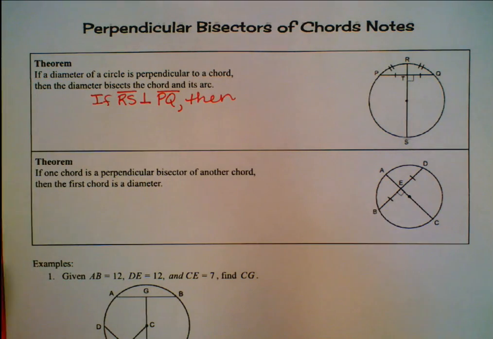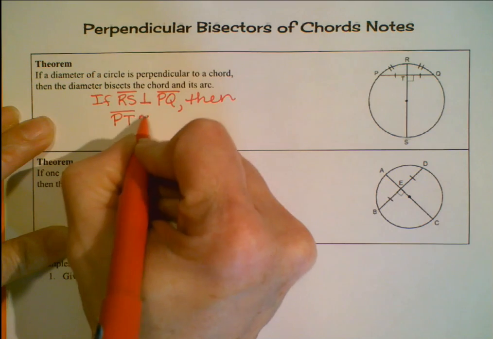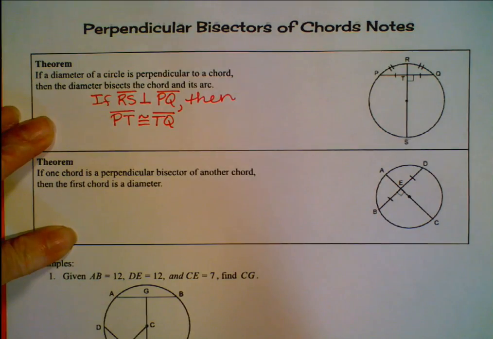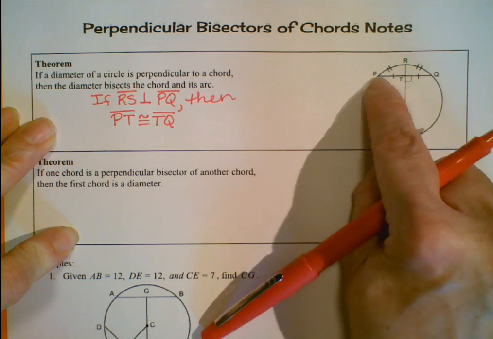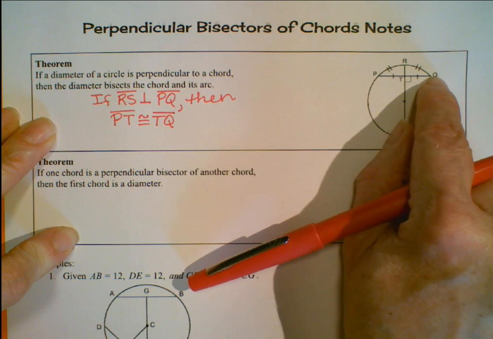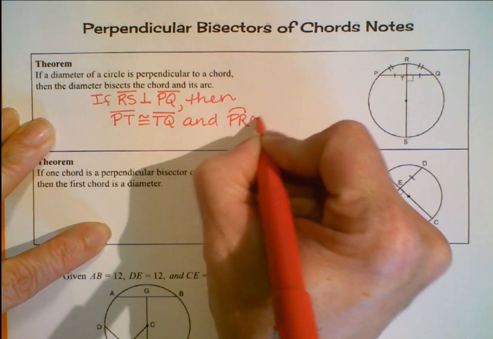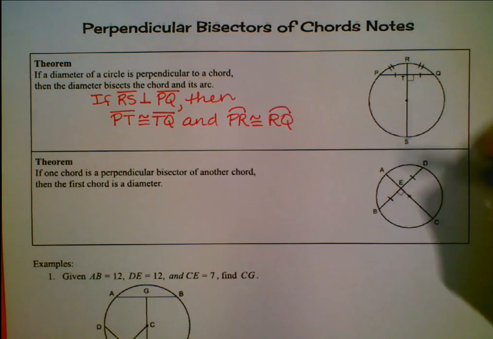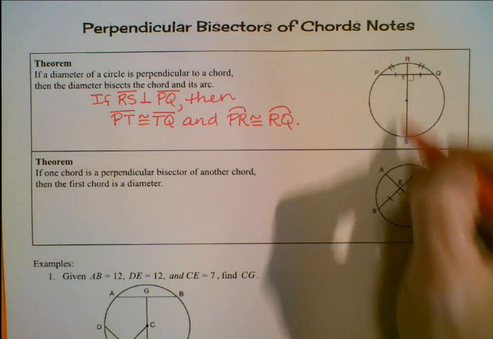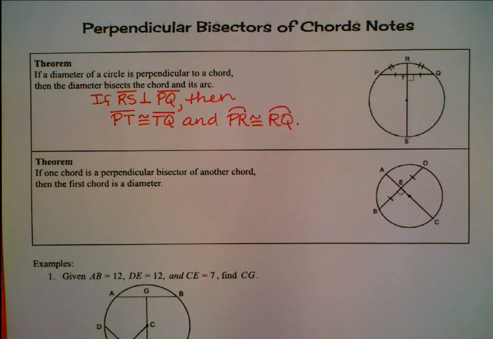So in this case, if the diameter, segment RS, is perpendicular to a chord PQ, then 2 things happen. The diameter bisects the chord, which means segment PT is congruent to segment TQ. It cuts it into 2 congruent parts, and it bisects its arc. The arc for chord PQ would be the arc PQ, so that's going to be bisected, which means arc PR will be congruent to arc RQ. The same could be true for arc PS and arc SQ. So if we have a perpendicular chord and diameter, then it bisects the chord and bisects the arc.